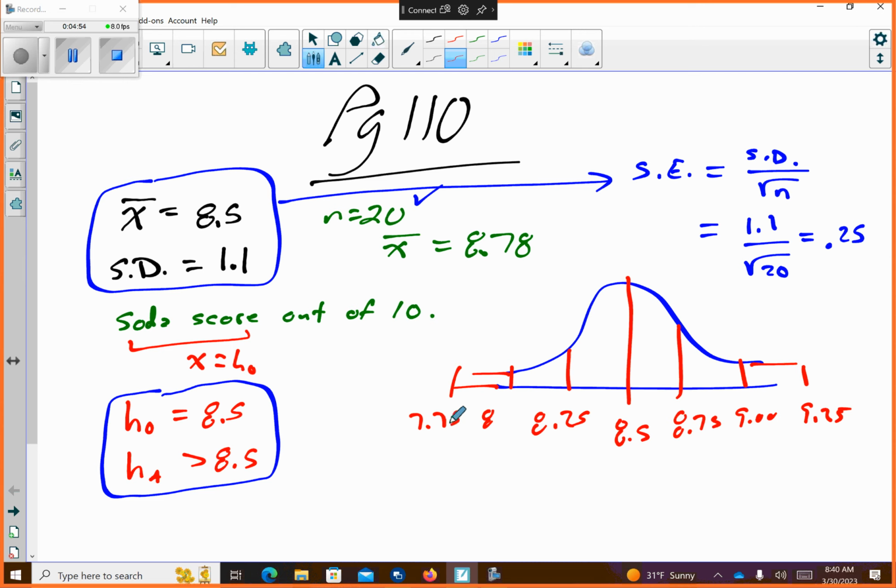Then they say, we did this and came up with 8.78. So 8.78 is here, and we're going to the right. The reason I'm going to the right is because we want greater than. If it was less than, we would go to the left. I'll be looking for this kind of shading on the quiz tomorrow.